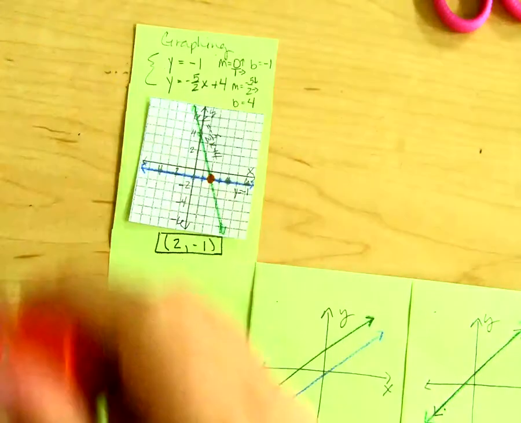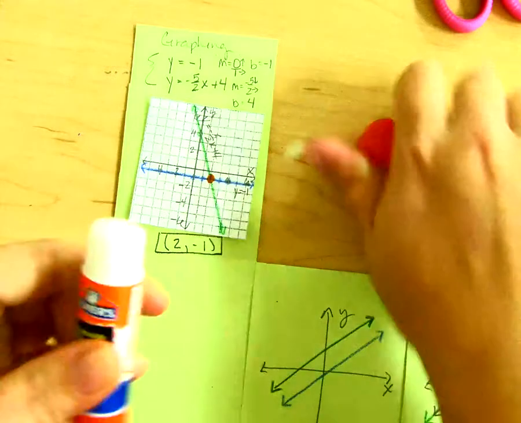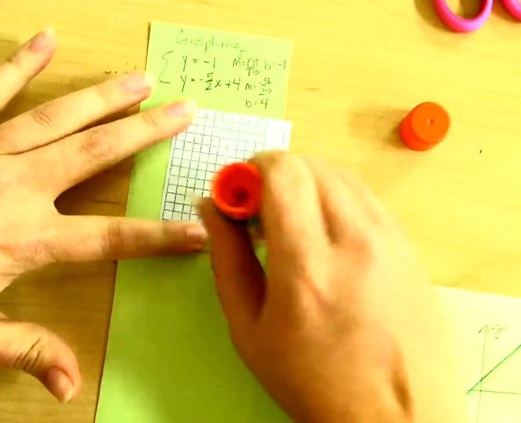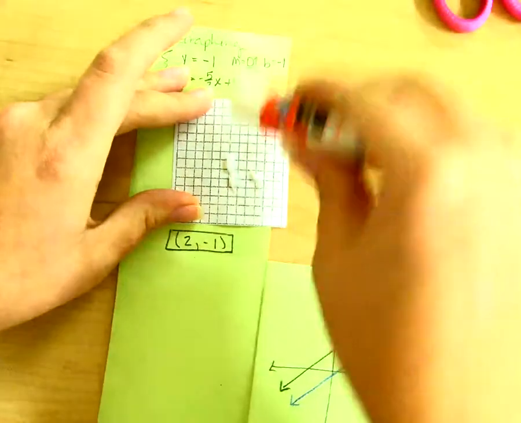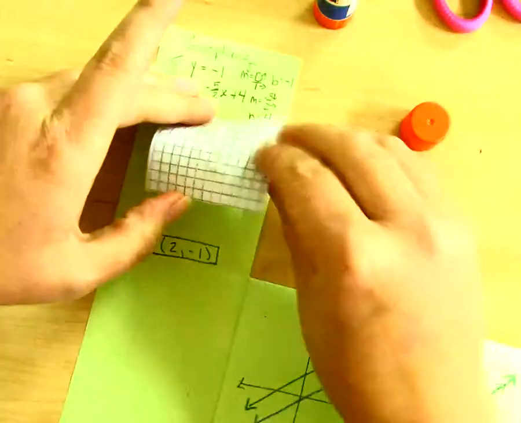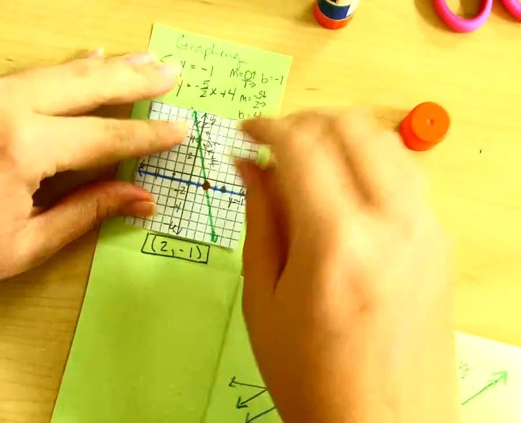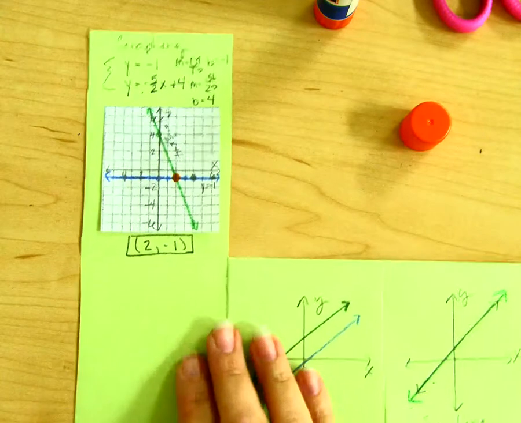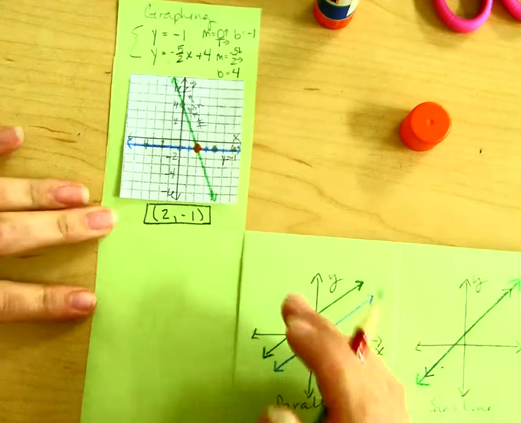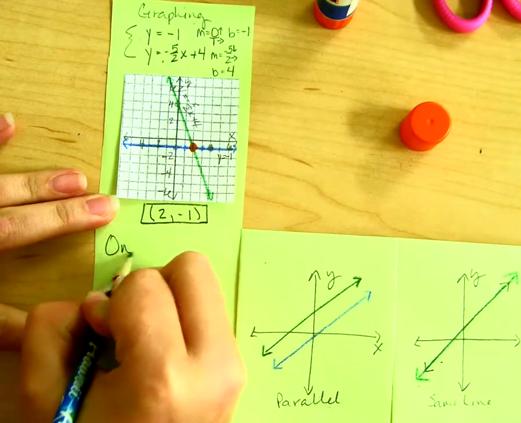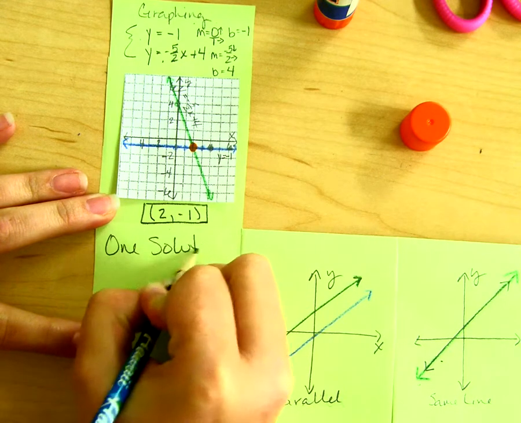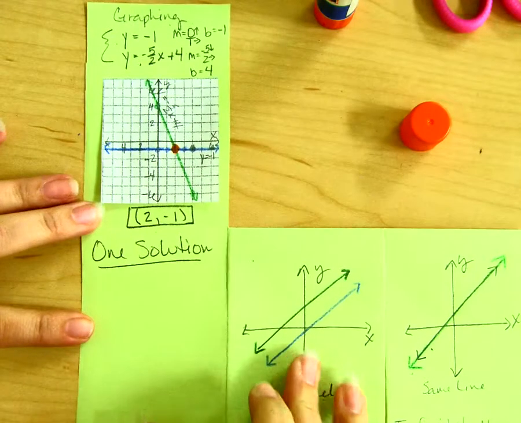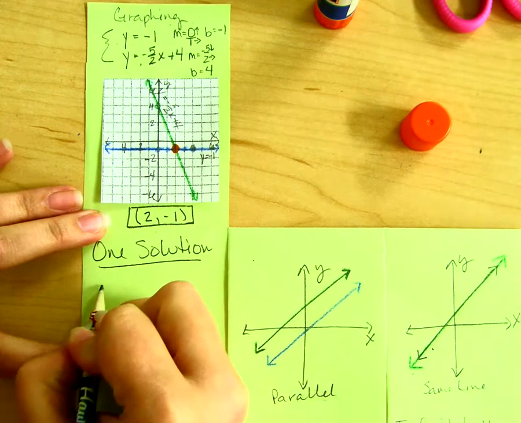Now I'm going to take my graph paper and my glue stick, which all of you should have, and I'm going to glue that onto this foldable. Oops, put a little too much glue on it. Right here. Okay. Then after you do that, all you need is a little bit more notes. I want you to reiterate that this has one solution, so write it again. Anytime you have a system that has one solution, this system is considered to be consistent.